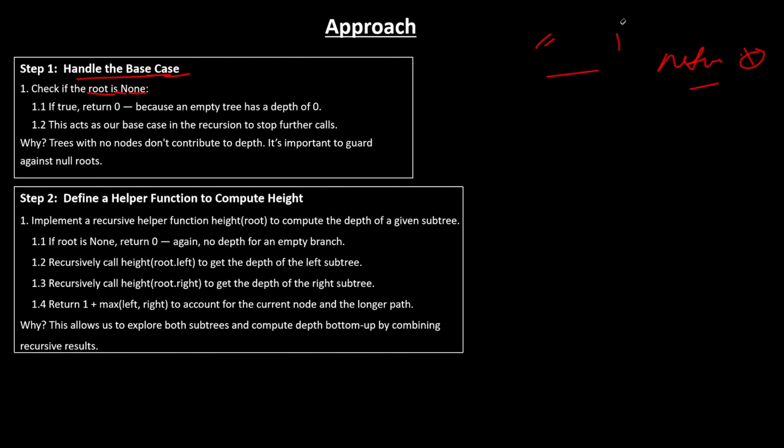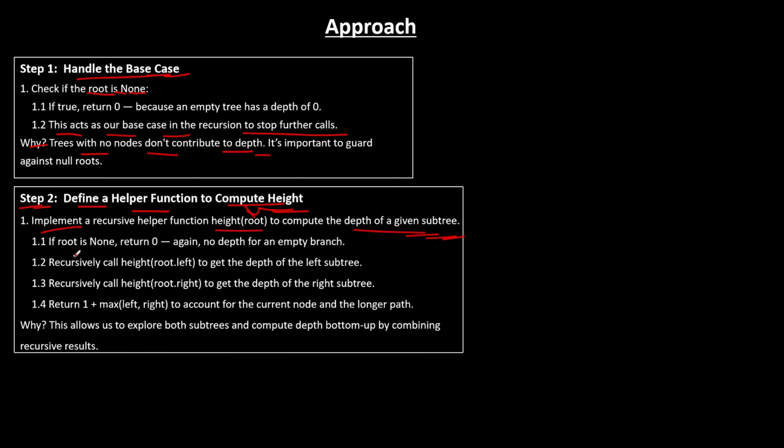That's the thing. And that acts as our base case in the recursion to stop further calls, because if the tree itself does not exist, it does not make any sense to search further or do further operations, right? Because trees with no nodes don't contribute to the depth. Fine. Now, the second step will be to define a helper function to compute the height. We will write a helper function which will calculate the height. How will that helper function work? We'll pass the root node to it to compute the depth of a given subtree.